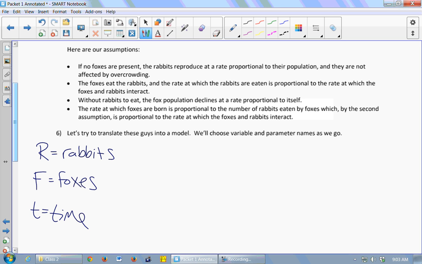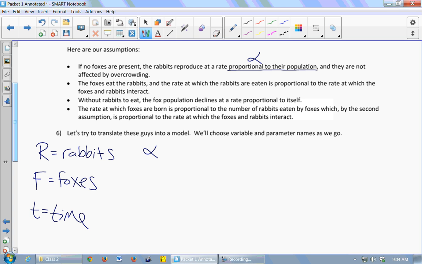Okay, so let's go assumption by assumption and see what other variables and parameters need to be introduced. No foxes are present. The rabbits reproduce at a rate proportional to their population. So we need some constant of proportionality there. Let's have that be alpha. We'll just use Greek letters. Each time we introduce a new parameter, we'll move up a letter. So I'll put alpha there.